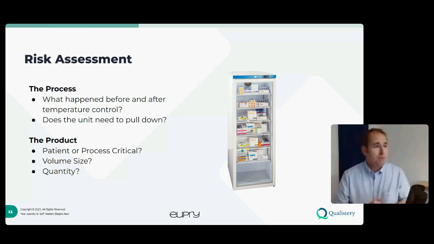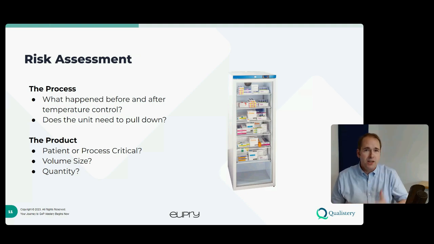So the process, and what we need to do, is risk assess the process and the product. If we start with the process first, we want to know what's going to happen with that product. What temperature does it come into the unit?